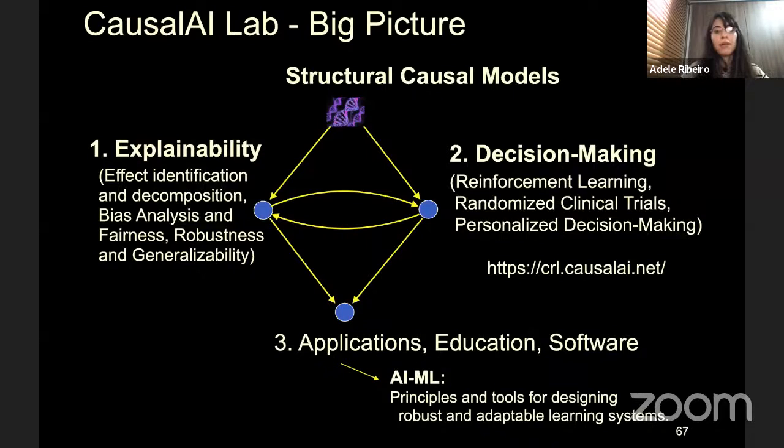Applications, we have a lot of applications going on. I am on the side of the health sciences, so I have very exciting research where we are trying to apply causal inference in the medical field. So if you are interested here, we are also interested, so please come talk to us.